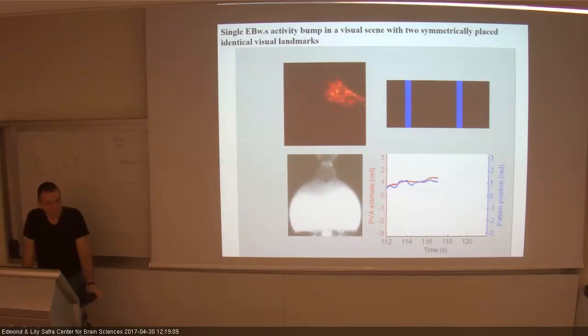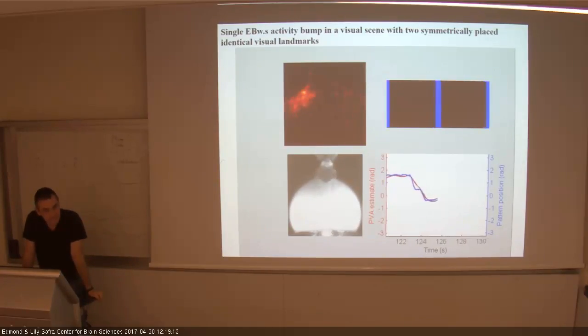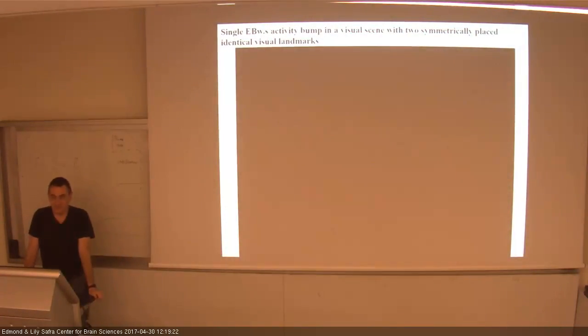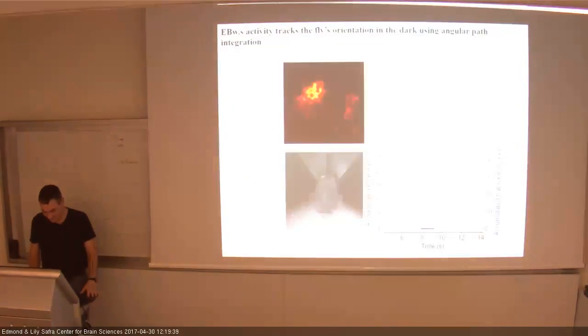Someone had a question here? Yeah, I don't understand if what you said is coding direction of movement or place in the visual space. The direction of the animal relative to a visual stimulus. Maybe I'll show you another movie. Perhaps it will address it.